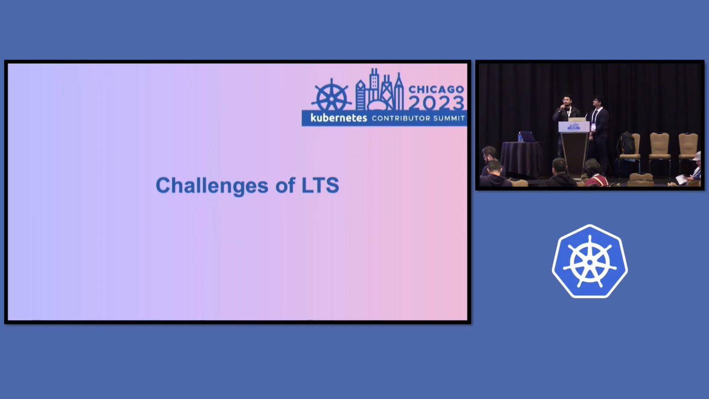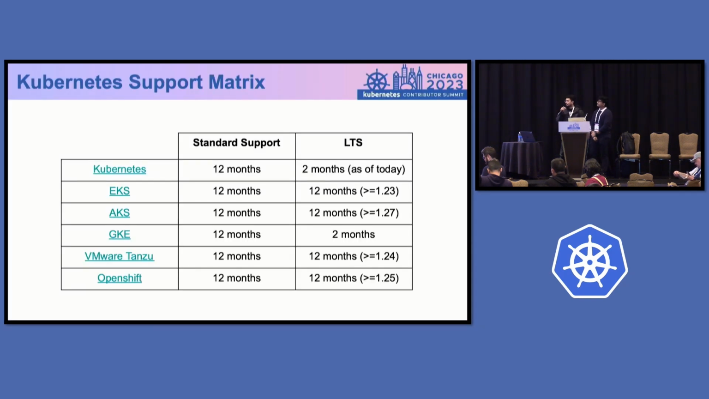So as we have learned why we need LTS, let us look upon the challenges it entails. As we can see, it's just a rough comparison of Kubernetes support metrics. The standard support across all the providers is supporting for 12 months, and the LTS varies for different providers. So this demonstrates the demand of the longer support window versions, and how the industry is chasing for this.